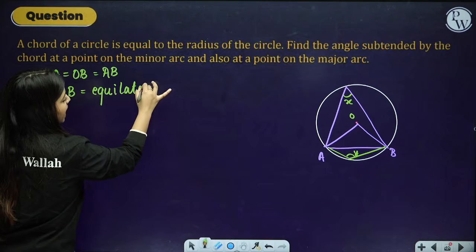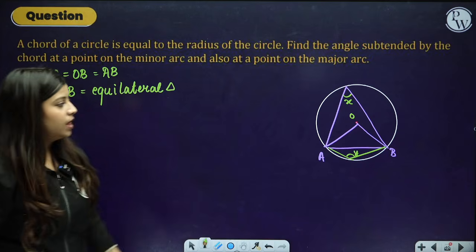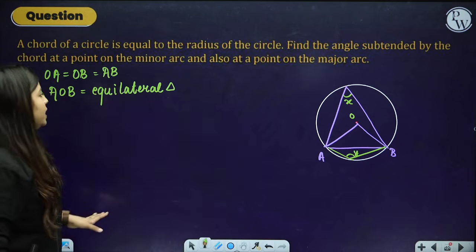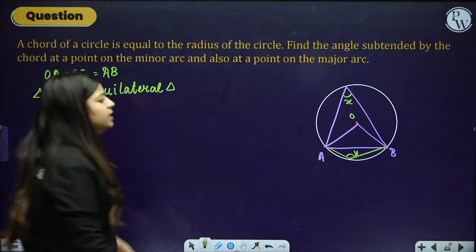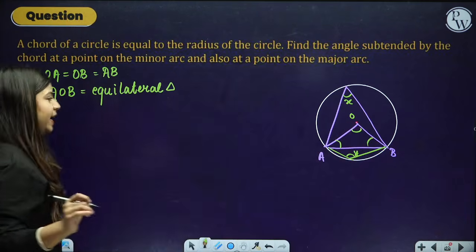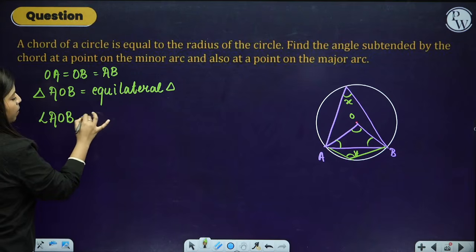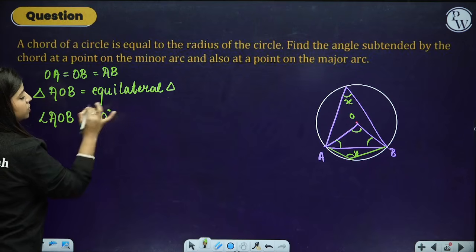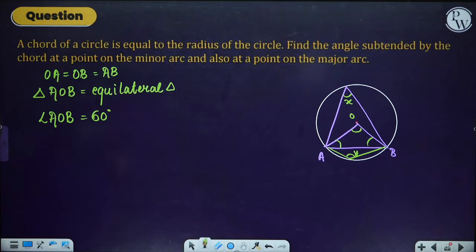Since all the sides of triangle AOB are equal, we can say that AOB is an equilateral triangle. If AOB is an equilateral triangle, that means all the angles are 60 degrees. That means angle AOB is also 60 degrees. So we can say that angle AOB is equivalent to 60 degrees. Why? Because it is an equilateral triangle.